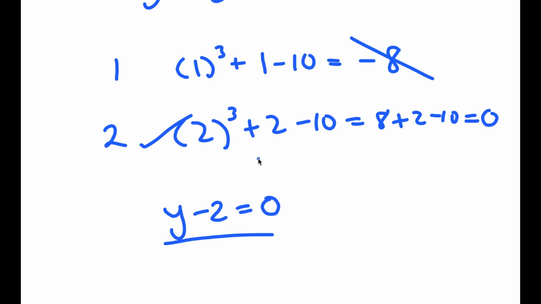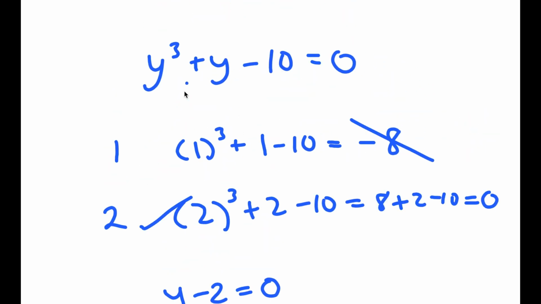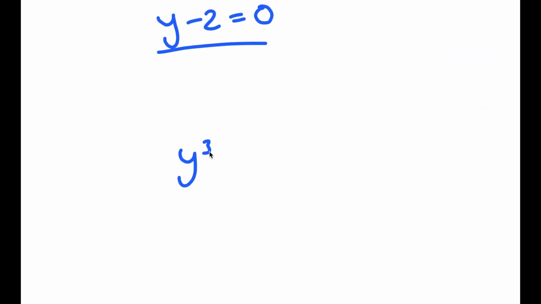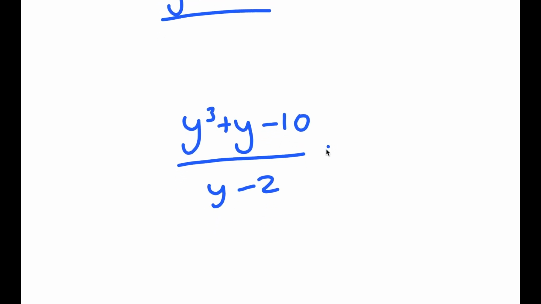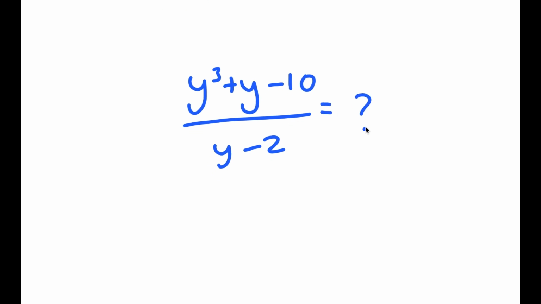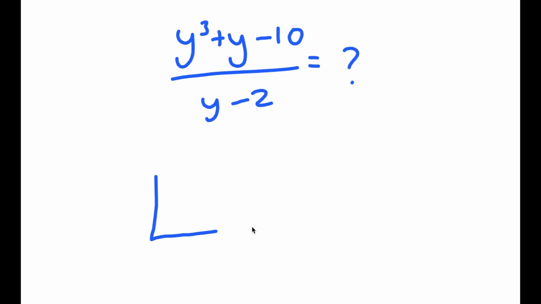So because 2 is a solution, what I'm going to do is divide y to the power of 3 plus y minus 10 with y minus 2, because then I'll get the remaining solutions for this equation. So I'm going to use synthetic division to divide these two. And if you guys don't know what synthetic division is, I recommend watching a video. But now I have 1, 0, 1, and negative 10. And I have 2 over here.